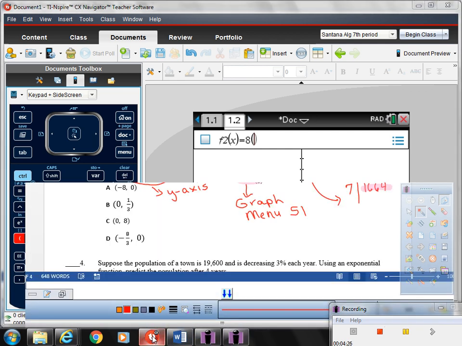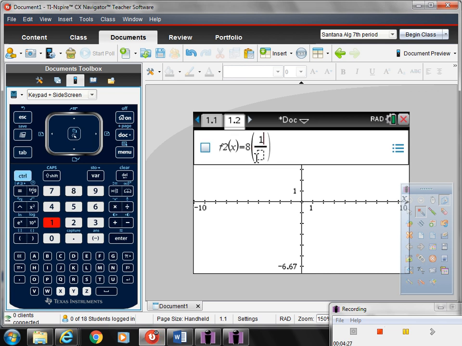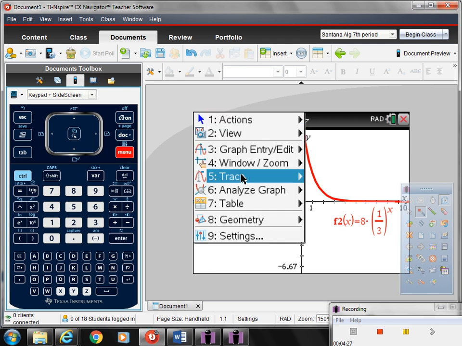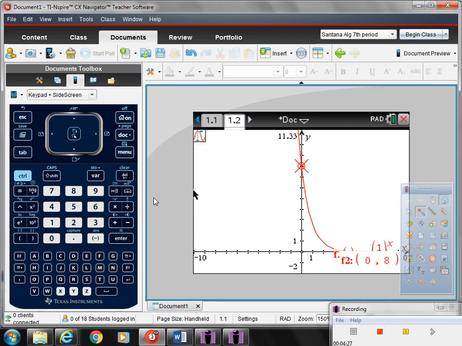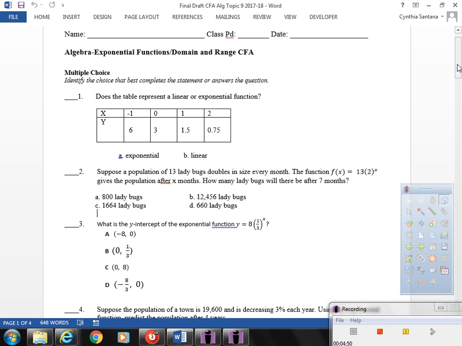8 times 1/3 to the x power, and then just do a menu 5-1. So again, if you miss this, you really need to ask yourself, why did I miss that? That's super easy. Just do a menu 5-1. And if you would have looked at your review, you would have seen that's what we wrote down. If you didn't study, then you need to study. Okay? Math isn't easy. But if you study for it, I guarantee you're going to remember what to do.